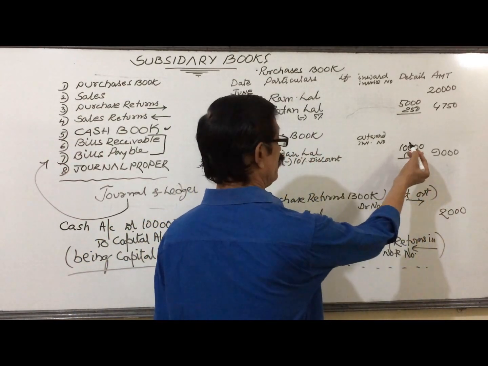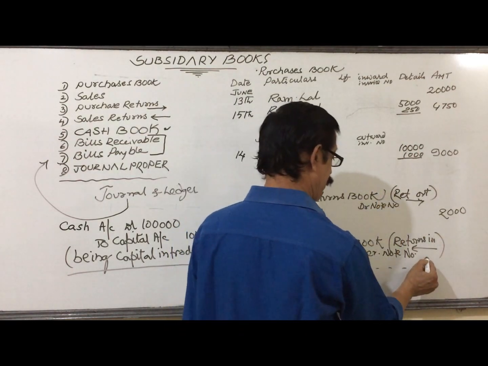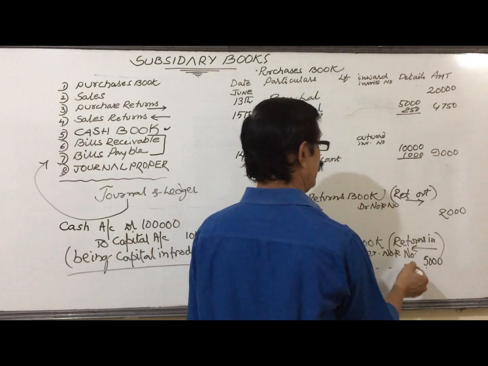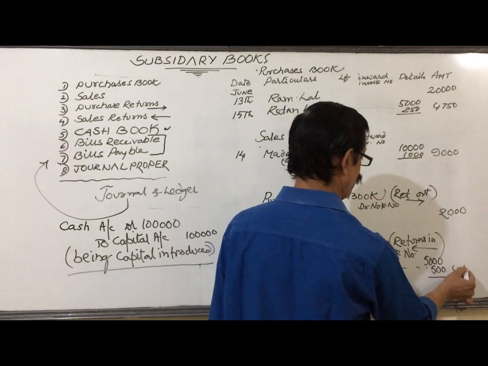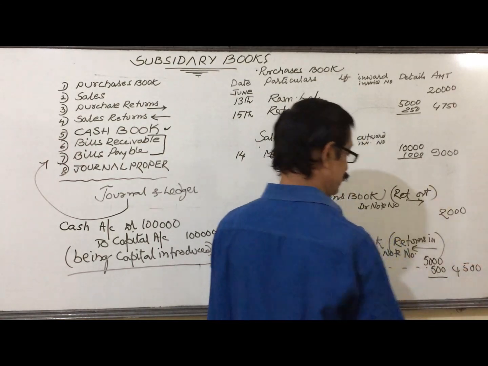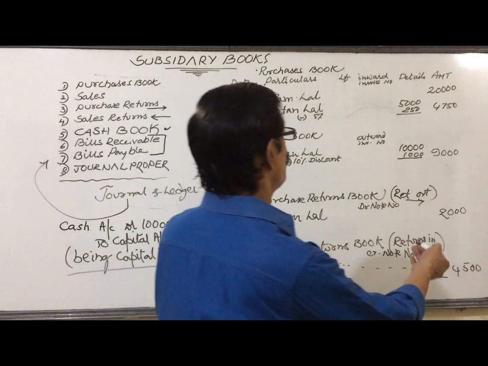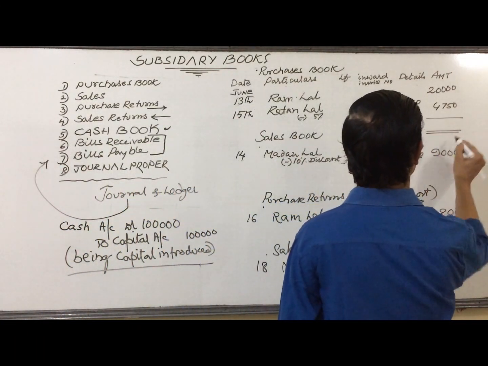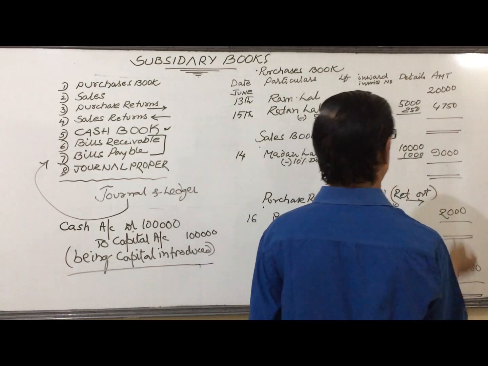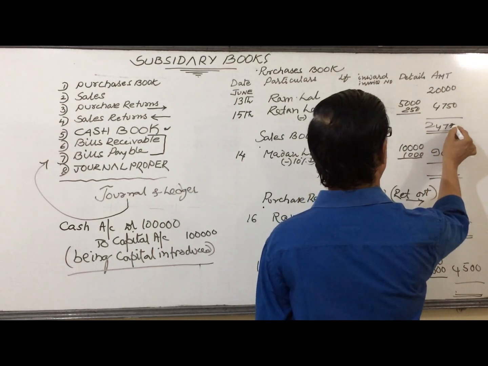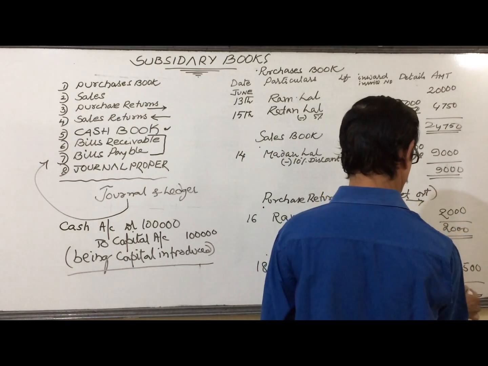Suppose we received returns of half the amount, for example. Out of 10,000, half means 5,000. The discount is there, half of it is equal to 500. Then you can take the net amount, 4,500. At the end of the month, you can total them. Here the total is 24,750. Here 9,000. Here 2,000. Here 4,500.